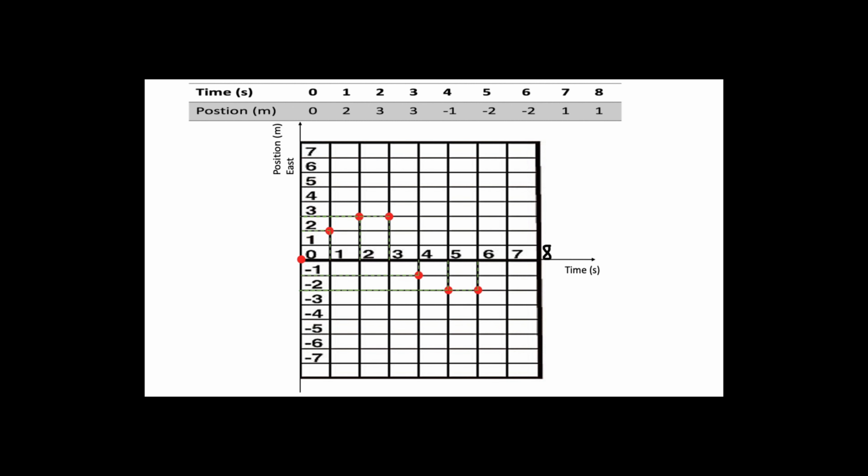At 7 seconds, the position is 1 meter. So this is 7 seconds. We draw a line up to 1, and then we go this way to 1. This point of intersection is the point.